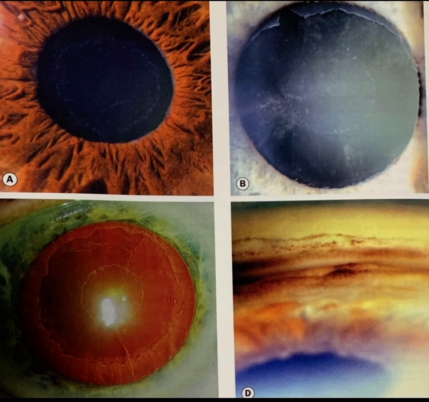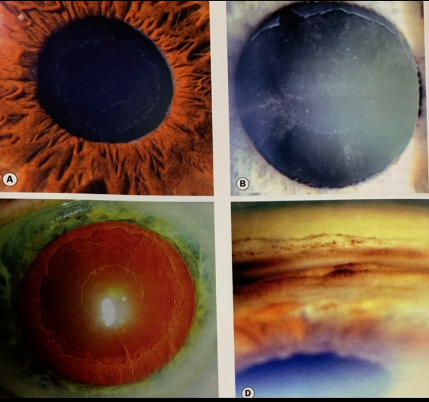Then in the iris, there are transillumination defects. Then there's loss of the pupillary ruff margin, which can be seen in the first picture. And so basically this is a poorly dilating pupil.